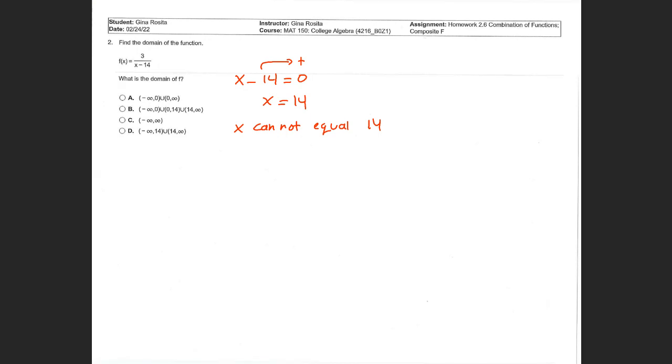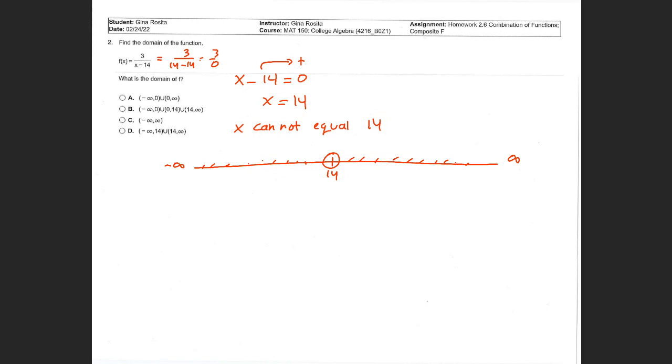We cannot do that. Now you just make a number line to make it easy. This is 14, it cannot be 14. This is from negative infinity to infinity. So this is the answer, but not 14. Because if I put 14 over here, 3 over 14 minus 14 is 3 over 0, which is undefined. So x equals 14 is not included.